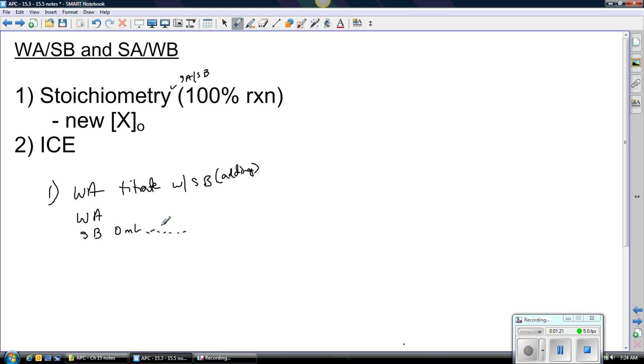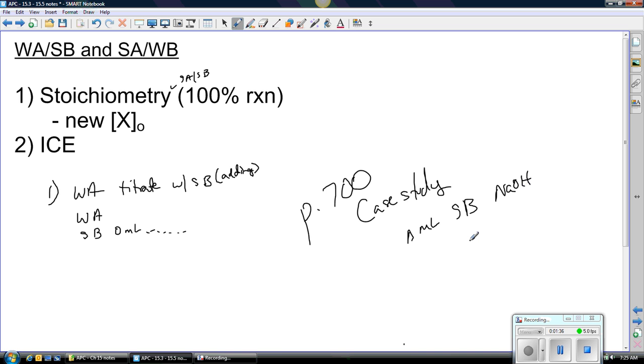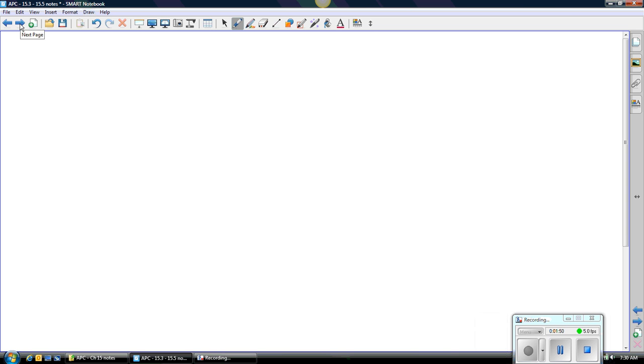Okay? So on page 700, they do another case study where they're just looking at adding different volumes, changing the volume of the strong base, which is sodium hydroxide, and how adding that strong base will change the components. Okay, so if we look at the case study there, they tell us that we have 50 milliliters of 0.1 molar acetic acid.